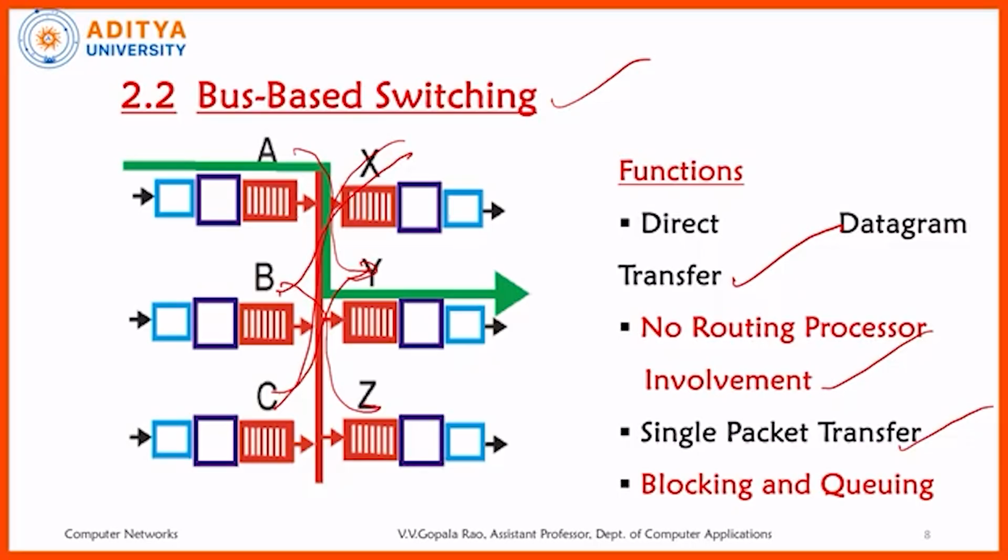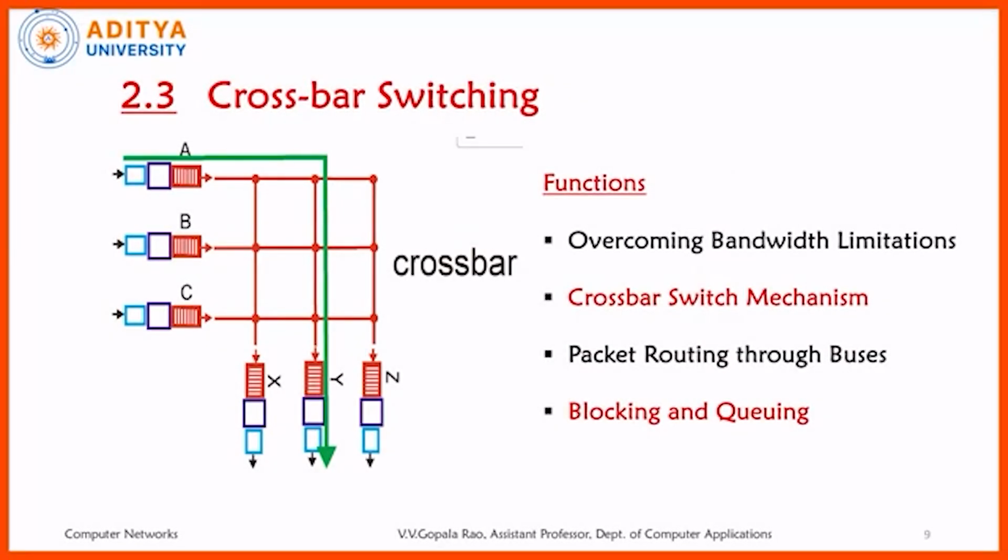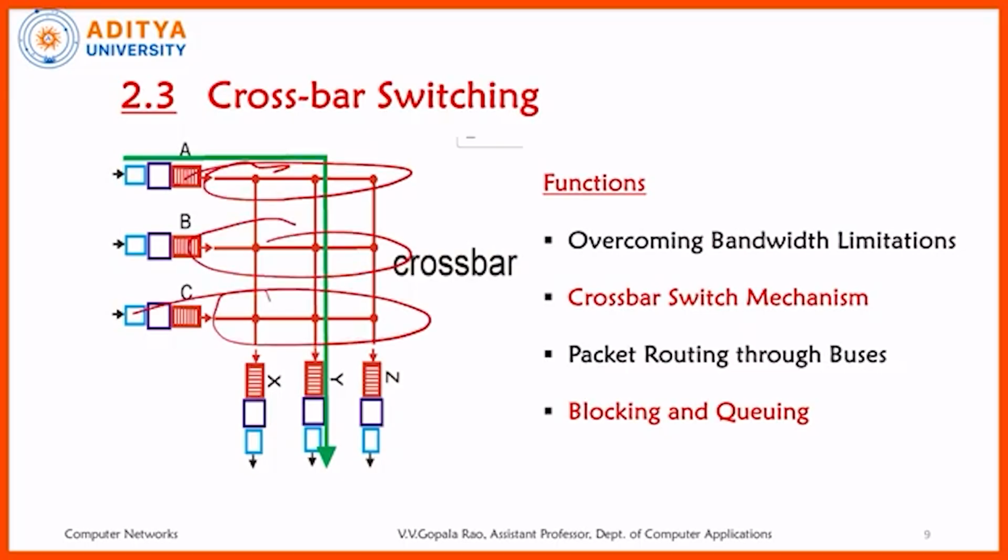We are seeing that in this. And there is one more thing that I am going to say, crossbar switching. Here, the horizontal lines from A, B, C are related to the input ports. The horizontal lines reflect the input ports and their data in the form of packets, whereas the vertical lines are identified here as the output ports.